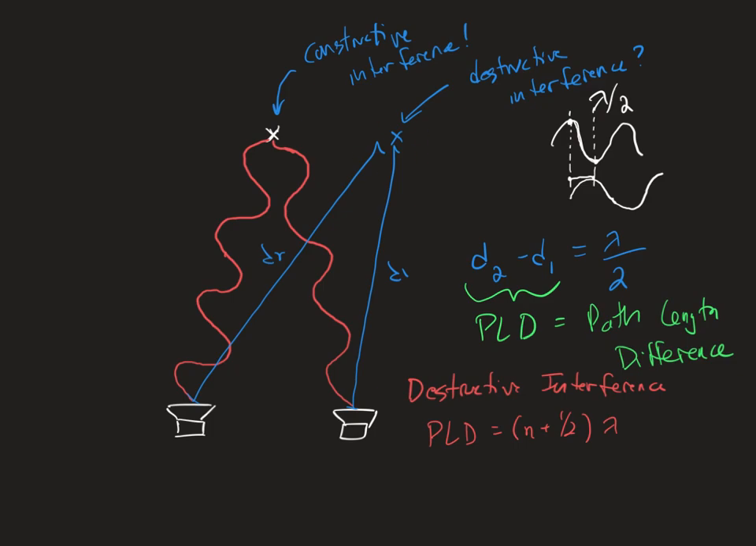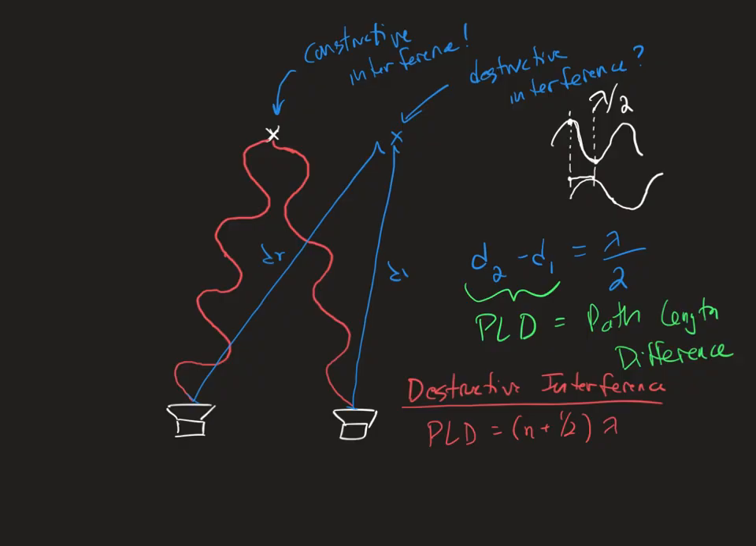N equals 0, 1/2 lambda, you get that. N equals 1, you get 3/2 lambda, the next place where you have the waves completely out of sync. N equals 2, you get 5/2 lambda, the next place. So that's the condition for destructive interference. You look for the path length difference to be (n + 1/2) lambda for some n. You can pick whichever n you like, or maybe the problem says which n to use.